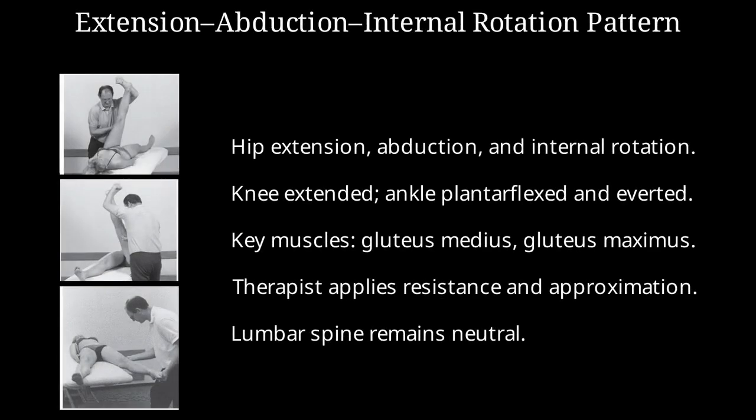This pattern involves hip extension, abduction, and internal rotation, with the knee extended and the ankle plantar flexed and everted. Key muscles include gluteus medius and gluteus maximus. The therapist applies resistance and approximation, ensuring the lumbar spine remains neutral.